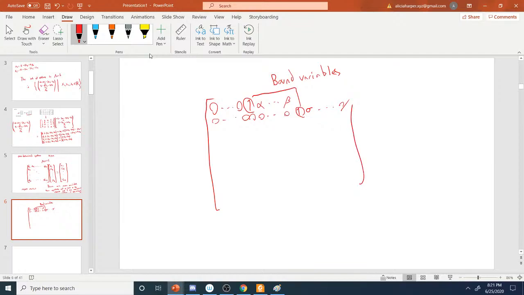But because our matrix is m by n, where m is less than n, there are always less bound variables than free variables.